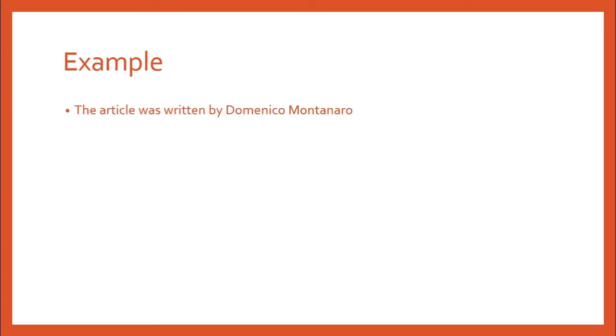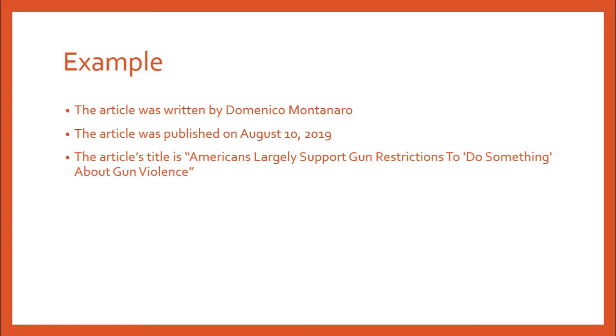So we'll have an example of this. The article from NPR that I've been using was written by Domenico Montanaro, something like that. The article was published on August 10th, 2019. The title of the article is Americans Largely Support Gun Restrictions to Do Something About Gun Violence. And the article was published by NPR.